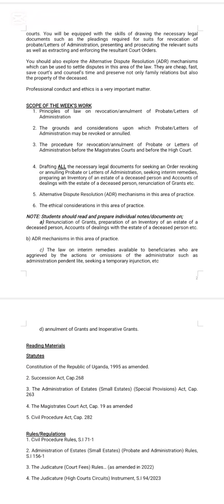The scope of this week's work is the principles of law on revocation and annulment of probate and letters of administration. We shall basically look at Section 230 of the Succession Act, because Section 230 gives us grounds under which letters of administration or probate can be revoked. So it's important to understand that Section 230, subsection 1, states that letters of administration can only be revoked where there is a just cause.